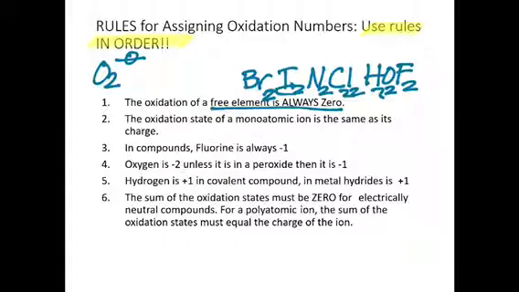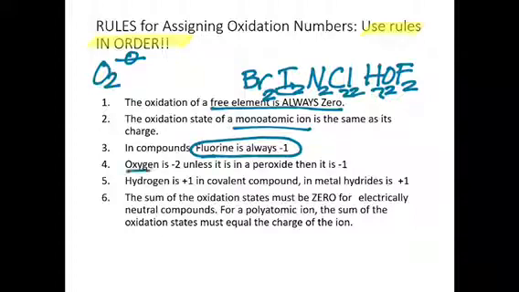Okay. Any monoatomic ion, that means an ion all by itself in a compound, is going to be the same as its charge. This is especially important or true for group 1 and group 2 metals. So group 1 metals have a +1 charge, but they will also always have a +1 oxidation state when they are in a compound. Of course, if they're by themselves as a free element, it's 0. Okay? In compounds, fluorine is always -1. There are no exceptions to that rule at all. And if you recall, fluorine is the most electronegative, and so it always will gain that electron, so it's always going to be -1.